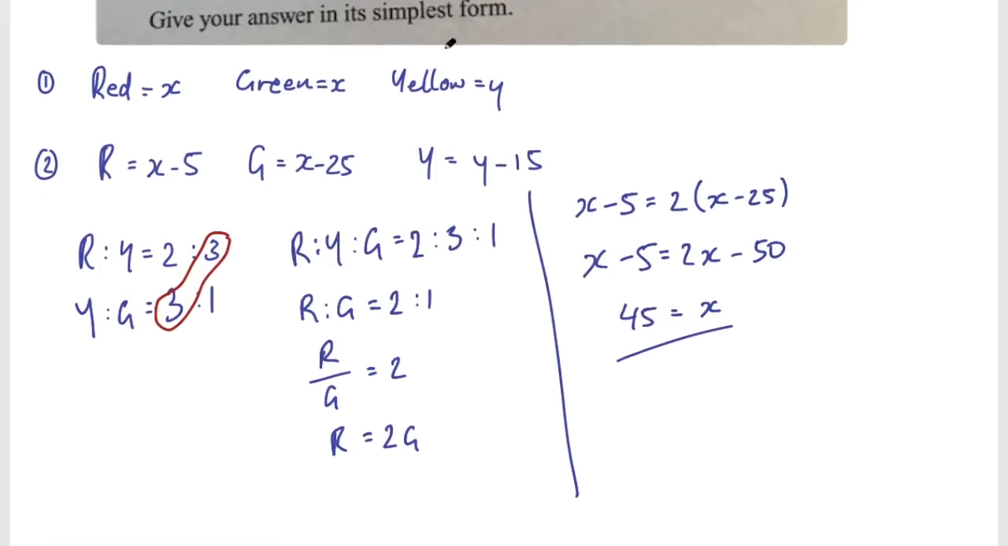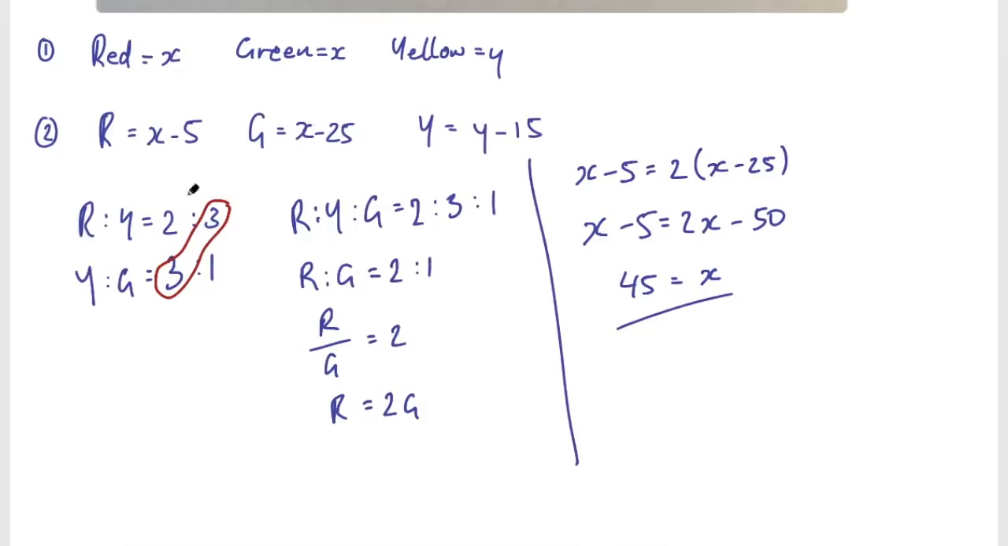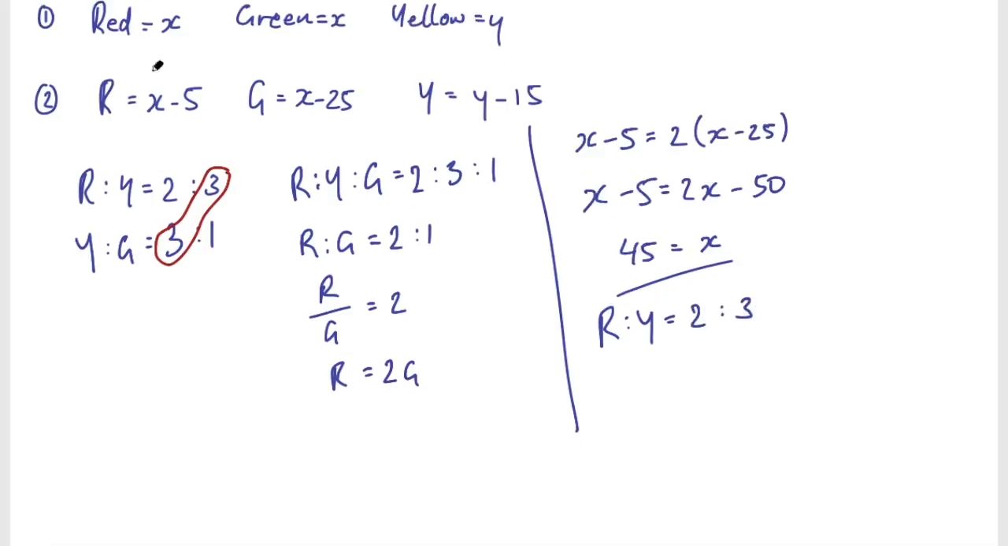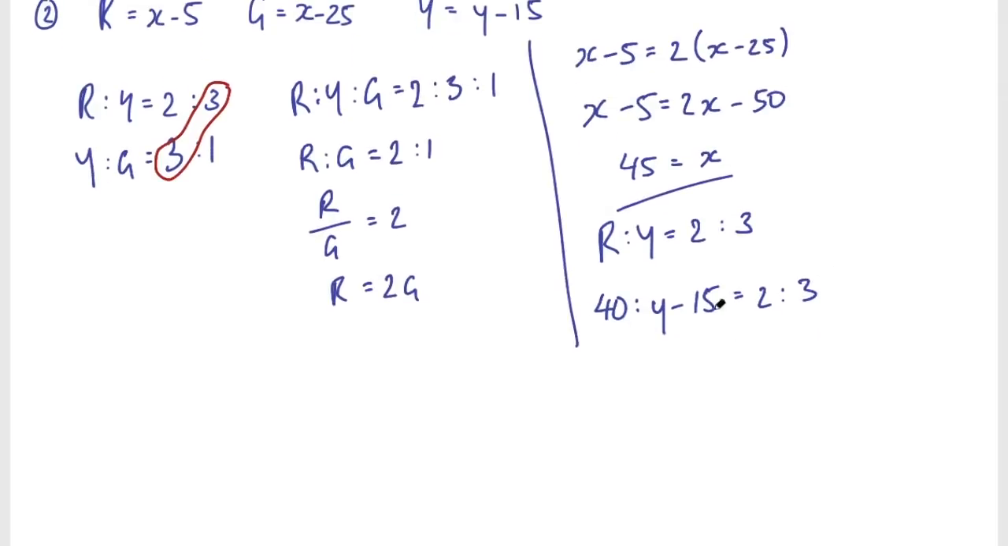I still need to find how many yellow sweets I had, and I could do that by using one of these ratios. So I know that the ratio of red to yellow was 2 to 3. And so originally I had 45 red sweets, I now have 40 red sweets. So 40 to Y minus 15 equals 2 to 3. And then I can solve this for Y. So 40 over Y minus 15 equals 2 over 3.